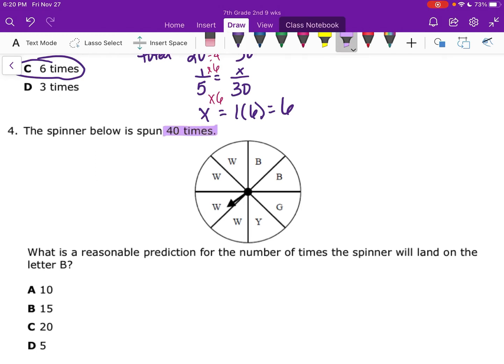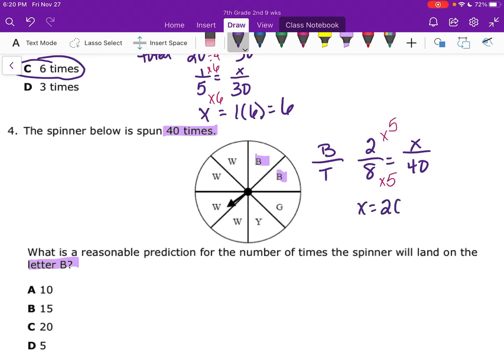Okay, so they're going to spin 40 times. And we want to know how many times it's going to land on B. So we should have gotten 2 B's out of 8 equals, and we're going to spin 40 times. Now I know I said to simplify every time, but I see a scale factor here, or a constant of proportionality here. 8 times 5 is 40, and that's going to be real easy. So I'm not going to simplify. Just going to multiply by that constant. So 2 times 5 is 10. So it should land on the letter B about 10 times.